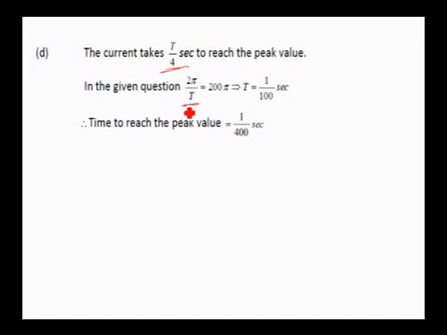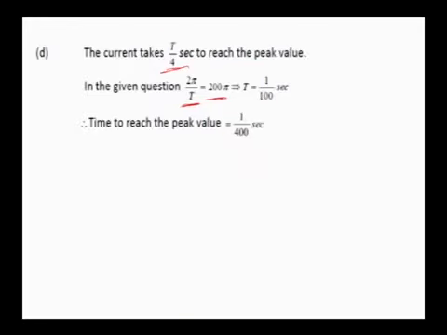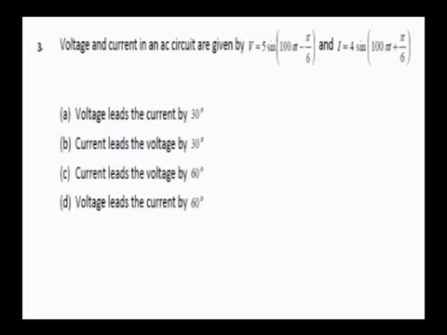In the given equation, 2π/T is 200π. What is 2π/T? This one, the angular frequency, is 200π. Cancel this, and you get T as 1/100 second. If the period is 1/100 second, the time will be T/4. It is 1/400 second, because 1/100 divided by 4 will be 1/400 seconds.